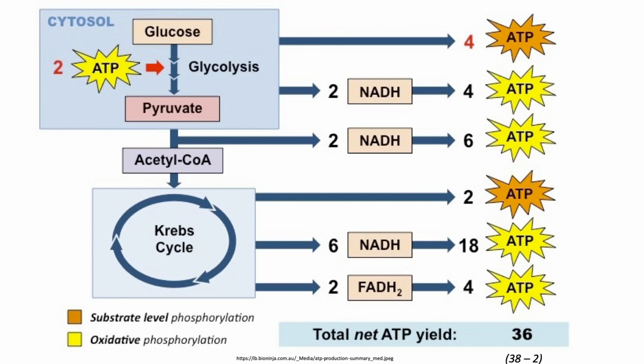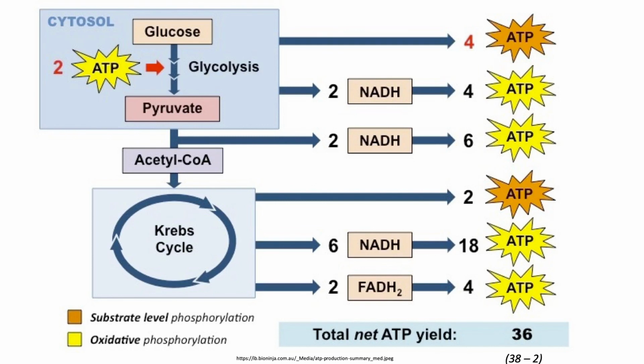I really like this chart because it just kind of summarizes everything that we've talked about. This is sort of a best case scenario. You don't actually get this kind of yield from one glucose molecule, more often because your pyruvate doesn't have to go into acetyl-CoA. It can go off and do all kinds of other things. But in general, this is about how much ATP you would get.